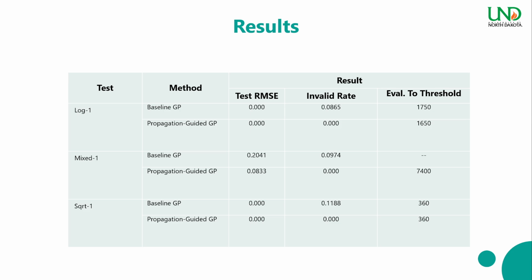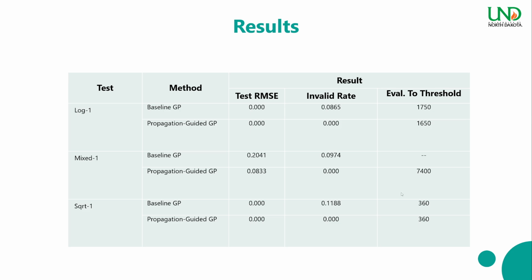So in efficiency, log 1 on the propagation guided method reaches the target error with fewer evaluations. You can see that on the right here. So evaluations 1750 versus 1650. So it got there faster using our method here.